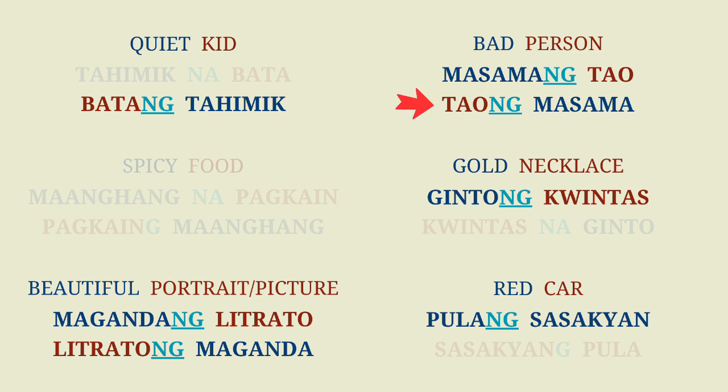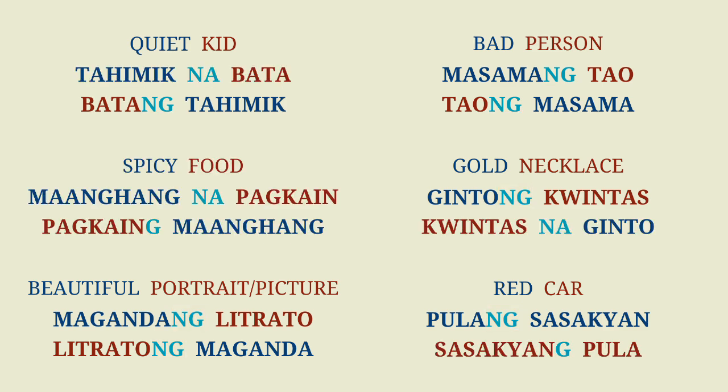And if you look at this one as well, tao or person also ends with a vowel, and so we added the suffix ng as the linker. If you look at the rest of them, they follow the same rules. The first words all ended with a vowel, and so what we did is added the suffix ng as the linker. There is an exception to these two rules.